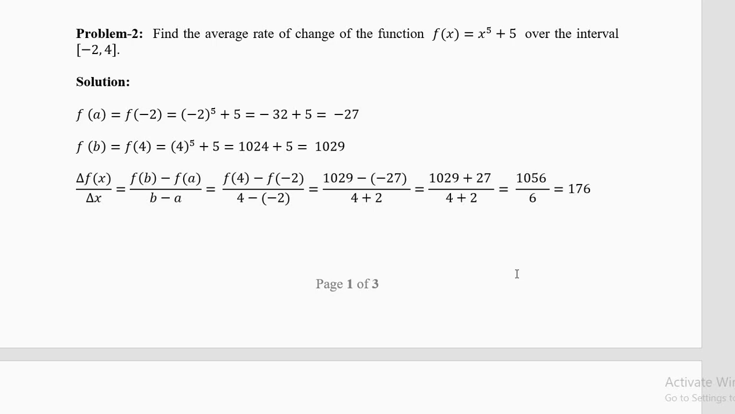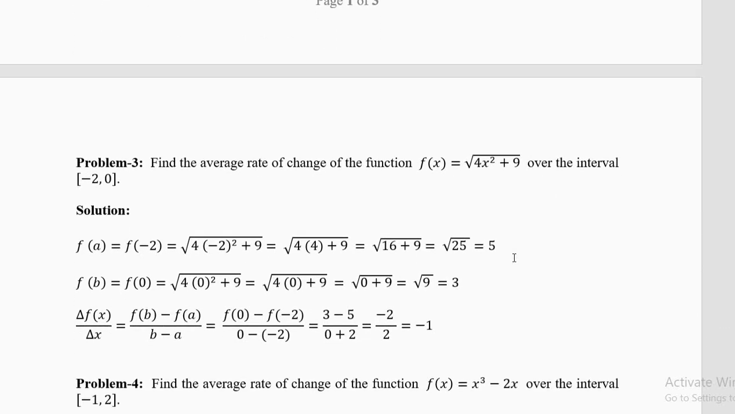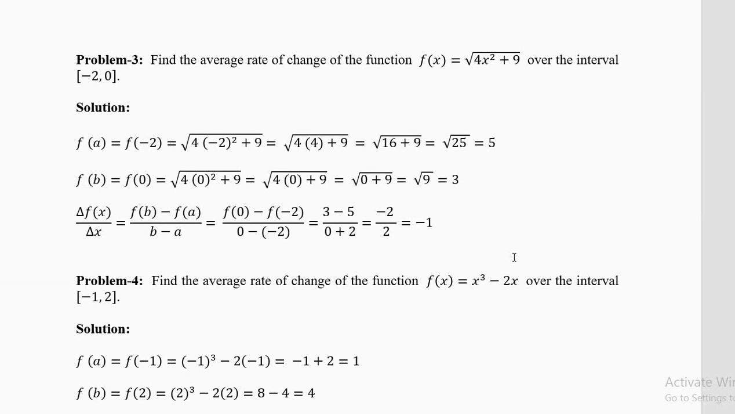These calculations are easy. Do them patiently with the help of a calculator. Third, find the average rate of change of a function f of x equal to square root of 4x square plus 9 over the interval minus 2, 0. A equal to minus 2, b equal to 0. Minus 2 is smaller than 0. In the interval, you always write first the small number, then the big number.